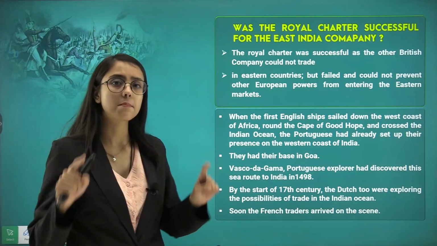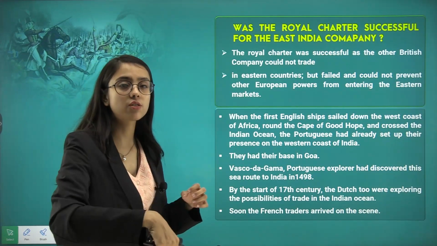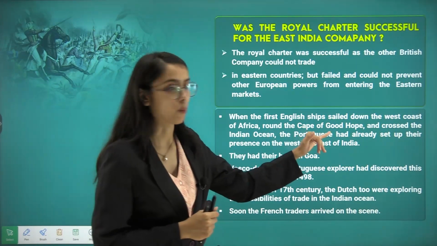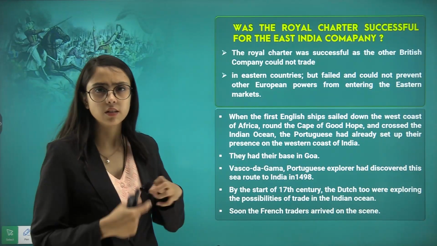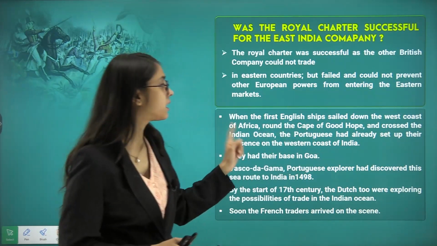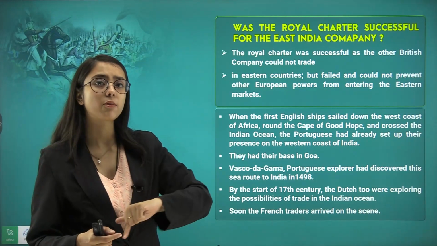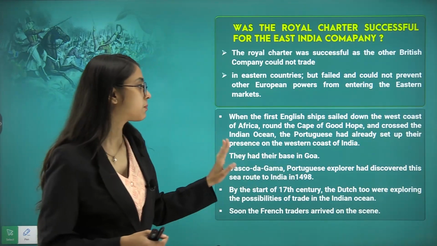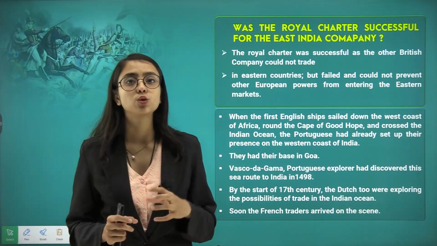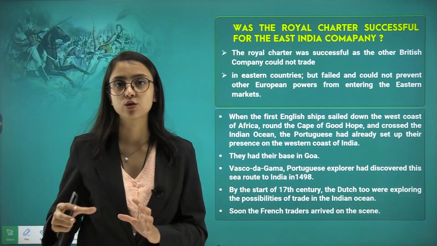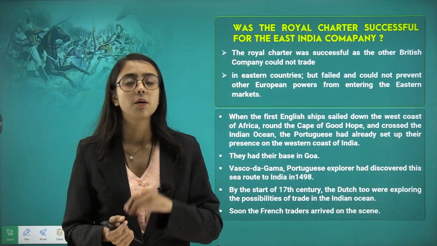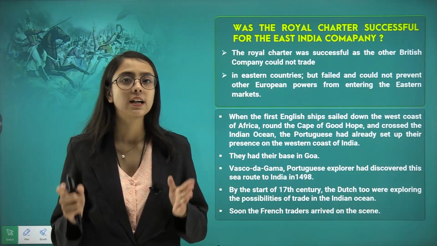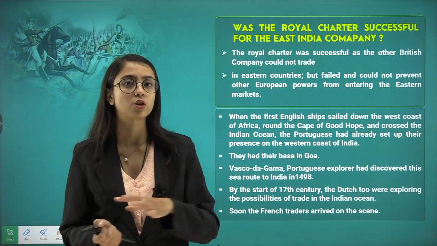As we saw in the map, the British ships first sailed down along the western part of the South African continent. They reached the Cape of Good Hope and stopped there. They did their trade in Africa as well and then crossed the Indian Ocean. Moving from the Cape of Good Hope, they reached the Indian Ocean. The Portuguese had already set up their presence on the western coast of India. As you know, Goa, which lies on the western coast of India, was already a place where the Portuguese were trading. So the doors were not open for the Britishers to deal with the western coast of India, as the Portuguese had already reached there.